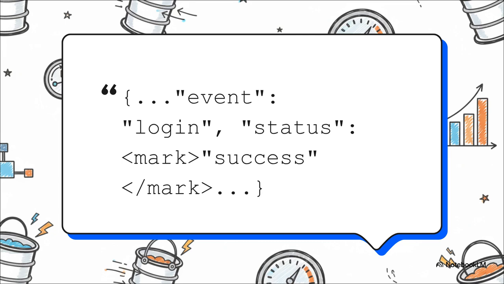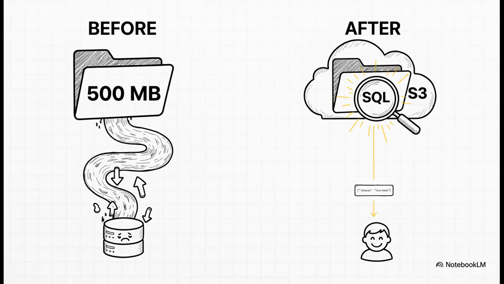Let's make this real. Imagine you've got this massive, 500 megabyte log file. It's full of thousands of JSON events, kind of like what you see here. Now your application only needs to know one thing, the status of a single login event. The old way, you'd have to download that entire 500 megabyte file just to find that one little value. But with S3 Select, you just run a simple SQL query right on the file in S3 and boom, this is what you get back. Just the data you asked for. The difference in data transfer here is staggering. We are talking bytes versus megabytes. It's faster, it's cheaper, and it's just unbelievably efficient.